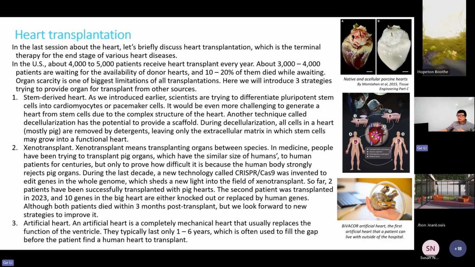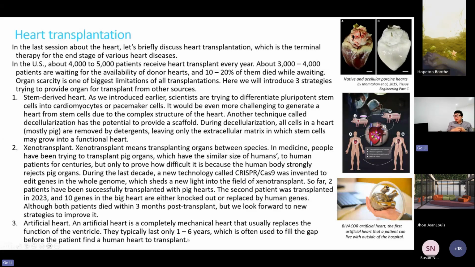So that's CRISPR-Cas9. Lastly, mechanically, there's another direction. What if we can replace the real heart with a mechanical heart, an artificial heart? This actually lasts longer than the pig heart. Nowadays the artificial heart lasts longer. The latest one, the biggest one, lasts 1 to 6 years.